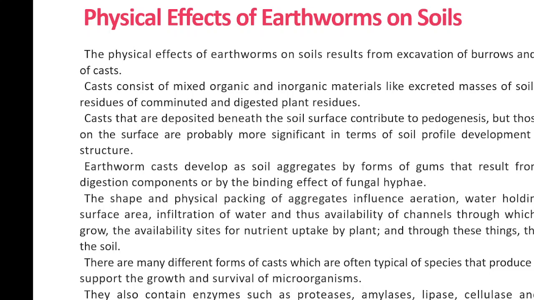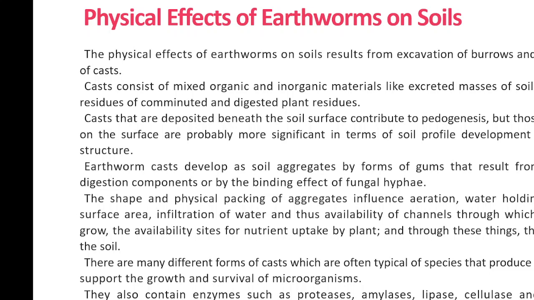Earthworm casts develop as soil aggregates by forms of gums that result from microbial digestion and binding effect. For example, inside the earthworm there is some fungus. This fungus also holds the soil particles. So that is one way. Another importance of the earthworm is that the shape and physical packing of the aggregate influence aeration, water holding capacity, surface area, and infiltration of water. Here you can see how the earthworm cast appears.